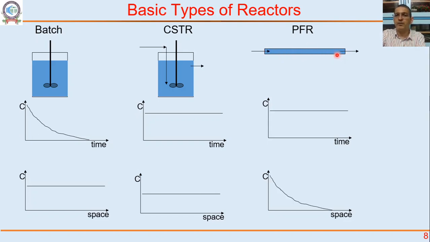So you might have drawn something like this. You see, batch, whatever happens with respect to time, same thing happens with respect to space in a plug flow reactor. Whatever happens with respect to time in a batch reactor, the same thing is happening with respect to space here. That's why these are sometimes analogous to each other. Okay.